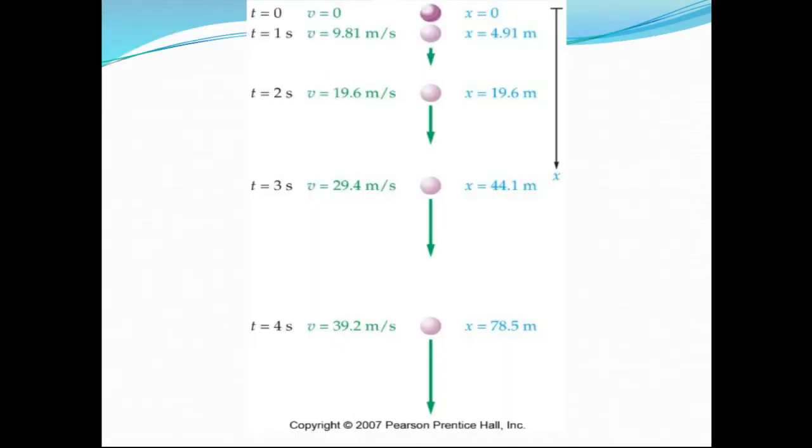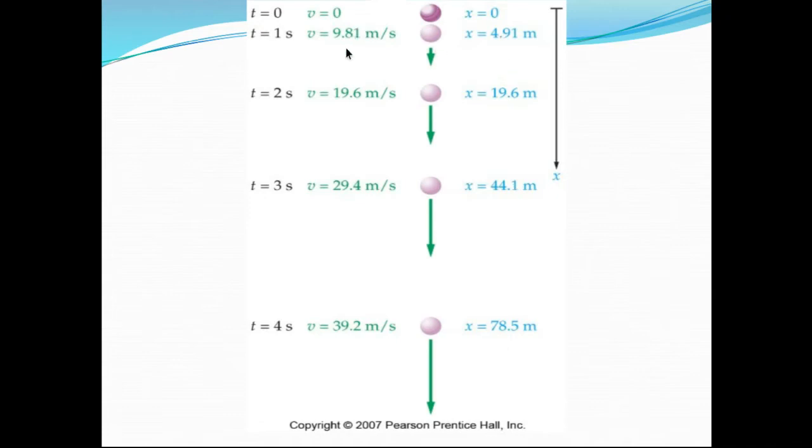Here's another example of our graphic of how fast it's going after so many seconds and how far it has traveled. Notice this is the linear relationship, v equals gt, and this is the quadratic relationship, x equals 1/2 gt squared. Notice how the numbers compare.